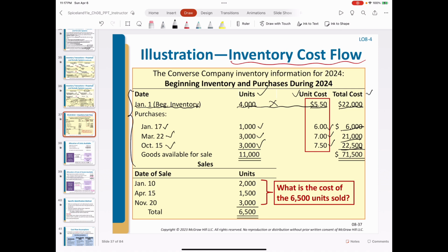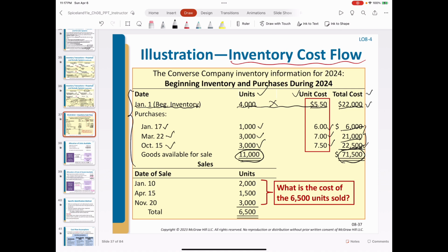The first purchase, 6,000, results from 1,000 units at $6 per unit. The second one was a product of 3,000 units at $7 per unit. The third one is 3,000 units at $7.50 per unit. So the sum of the beginning balance of inventory plus the three purchases, 71,500, is the total goods available for sale. The total number of units was 11,000.